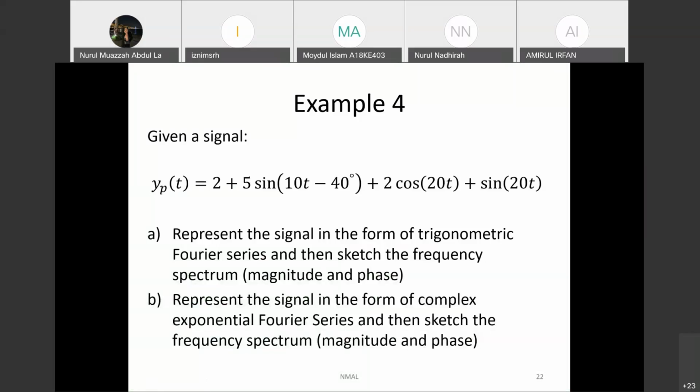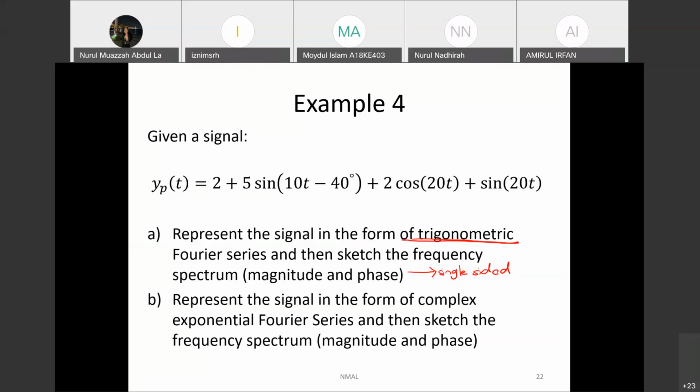This is example 4. Let me find example 4 first. Given a signal y(t) is equal to 2 plus 5 sine(10t minus 40 degrees) plus 2 cos 20t plus sine 20t. First, represent the signal in the form of trigonometric Fourier series and then sketch the frequency spectrum. For the first question here, you need to plot in terms of single-sided. Why? Because you have to represent the signal in the form of trigonometric Fourier series, meaning it needs to have the cosine and sine components.